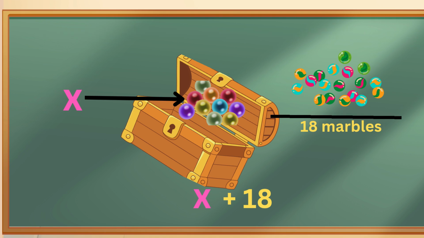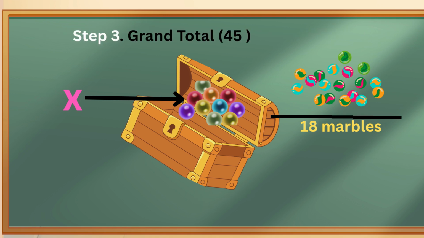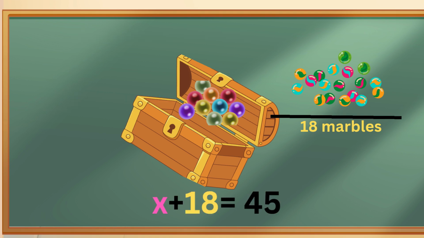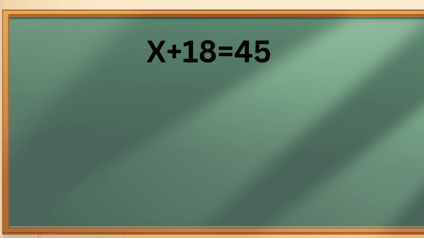Araf now counted the total numbers and the grand total is 45. So we can write the equation as X plus 18 equals 45. We got the equation. Now we will solve it by the transposition method. Transpose the constant term to the other side, and here plus 18 is the constant term. So we will transpose plus 18 from the left hand side to the right hand side.